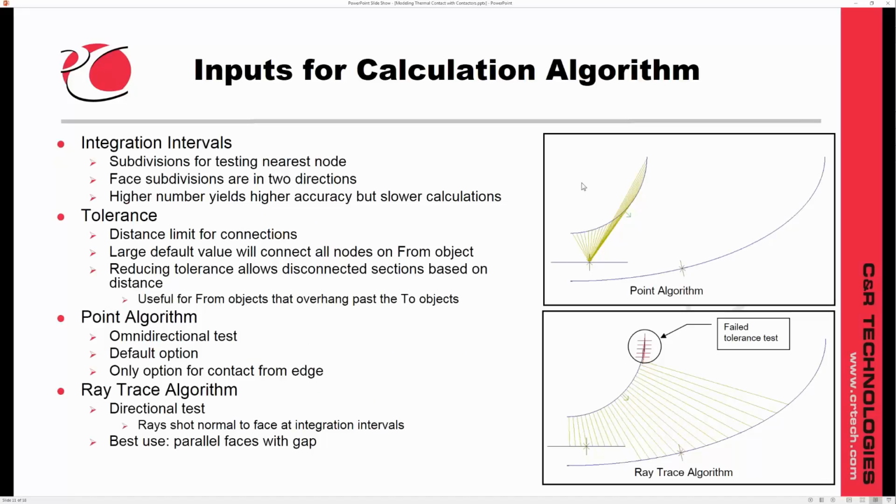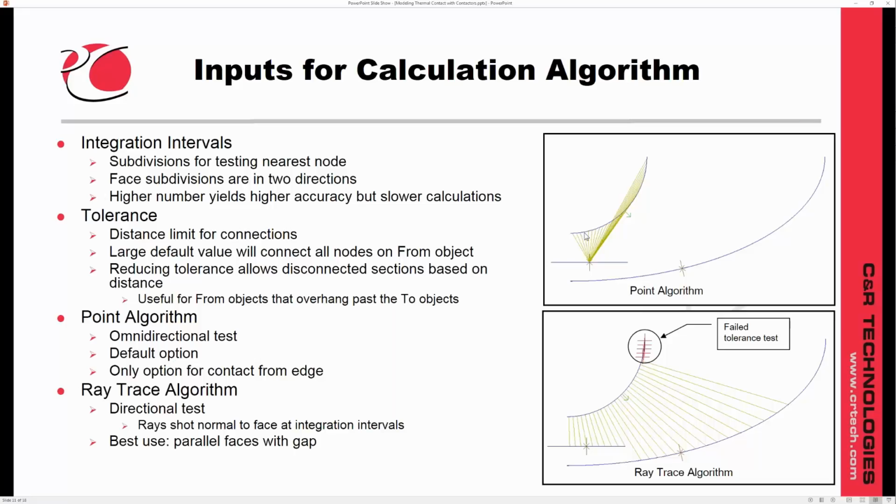The last option we'll talk about on the chart are the inputs for the calculation algorithm. Now, when we're doing these contactors, we have to estimate how much contact area there is. So to do that, we subdivide the surface or edge into integration intervals. These subdivisions are used for testing the nearest node. So we can look at, this is what we call the point algorithm.